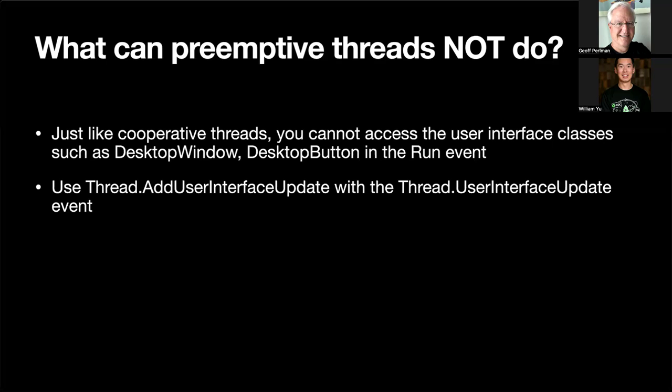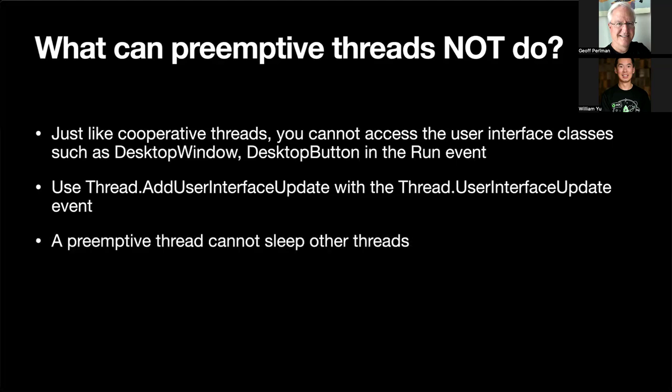If you've never used these before, you can send data and cause the user interface update event to fire by calling the add user interface update method. It's pretty easy to use, and it makes all the access to the UI possible. The reason you cannot access things like desktop window and button, etc., is that on pretty much every operating system, all the UI type stuff, windows, menus, buttons, none of the code in the operating systems is thread safe for that. So it just doesn't work to call it.